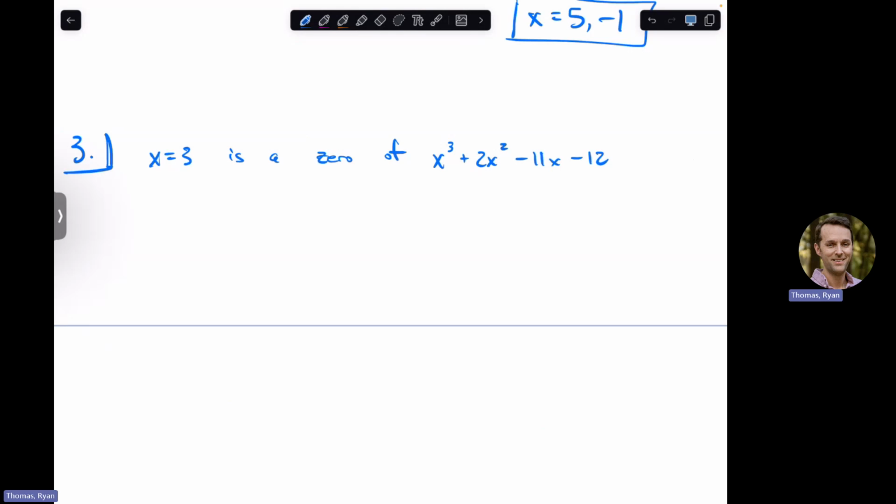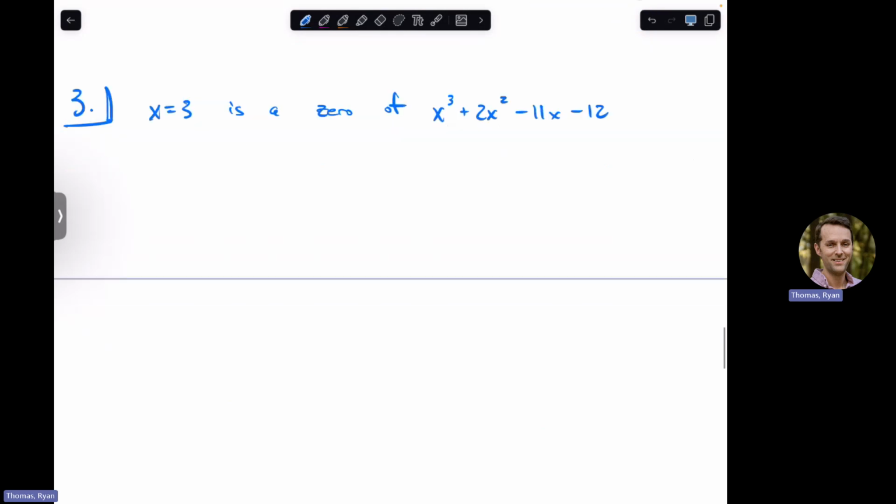Okay. So 3 is a 0 of this thing. We need to divide. Excuse me. Because I don't want to have to write as much stuff, I'm going to do synthetic.